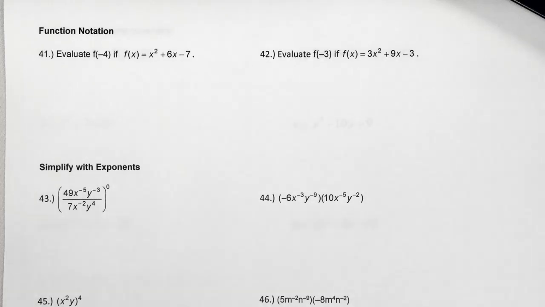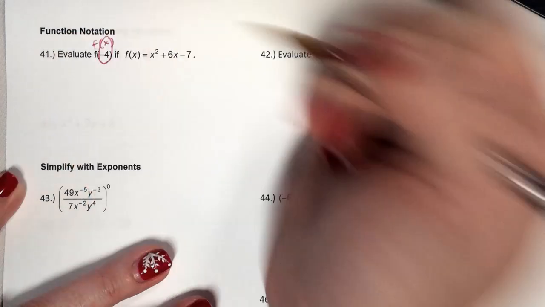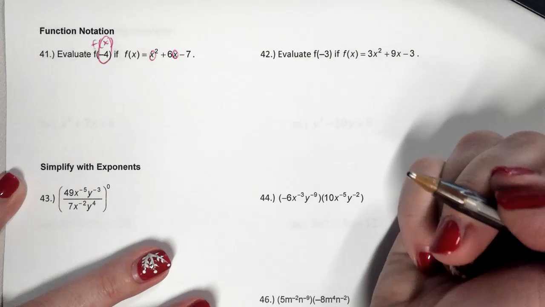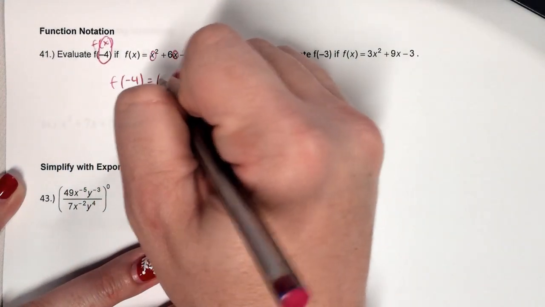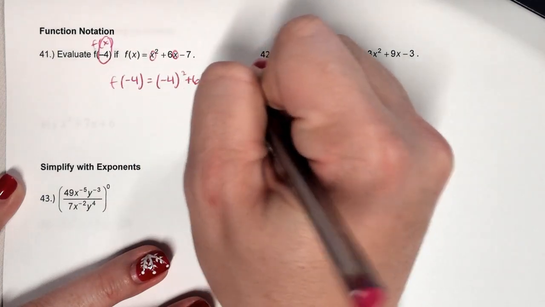Okay, with function notation, we know f of negative 4, it's typically f of x, so that means that we're replacing x with negative 4. So this x and this x both need to be replaced with negative 4. So f of negative 4 equals (negative 4) squared plus 6 times (negative 4) minus 7.